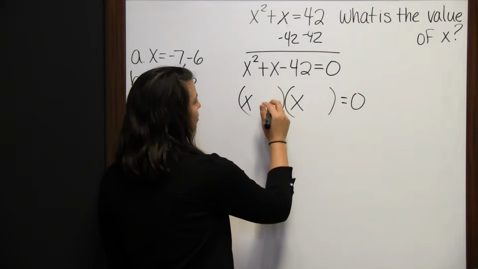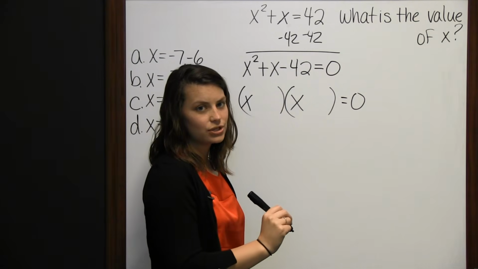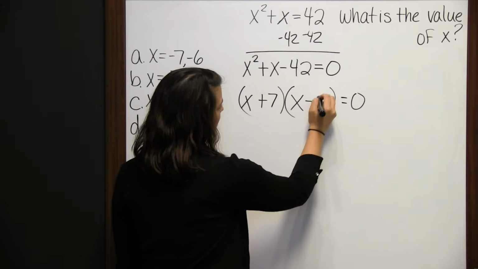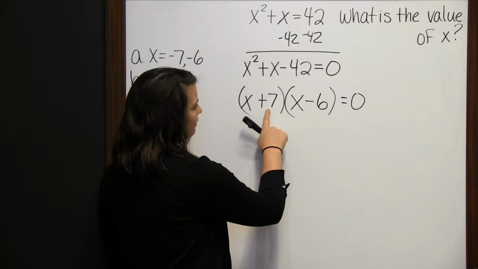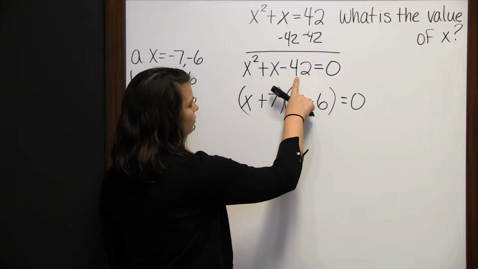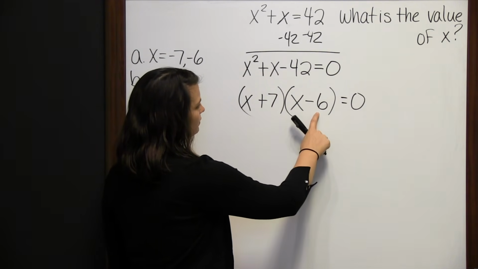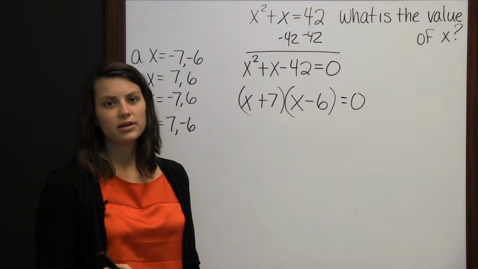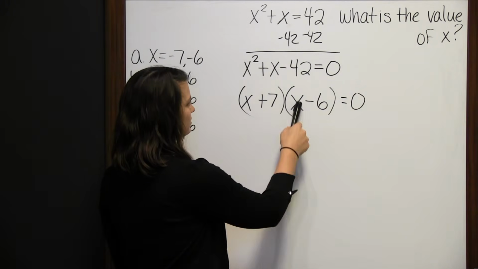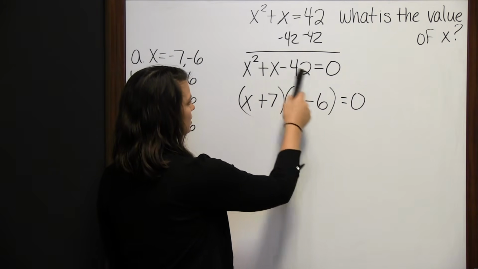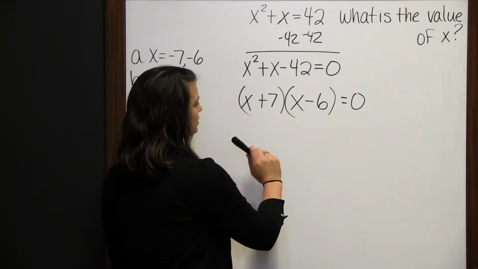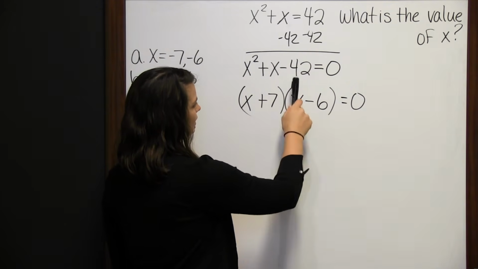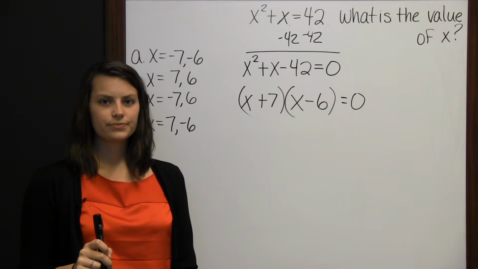And the two numbers that would multiply to give me a negative 42 and add to give me a positive 1 are 7 and negative 6. 7 times negative 6 is negative 42, and 7 plus negative 6 is a positive 1. You can always check your factoring by foiling. x times x is x squared, x times negative 6 is negative 6x, plus 7x is x, and 7 times negative 6 is negative 42.